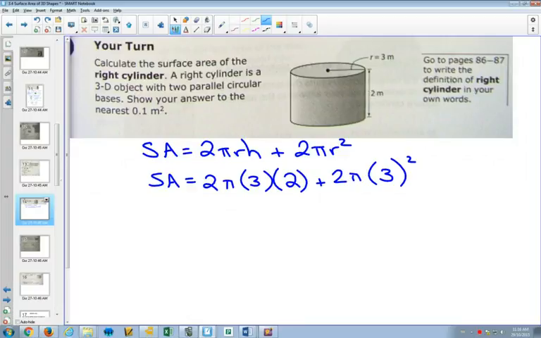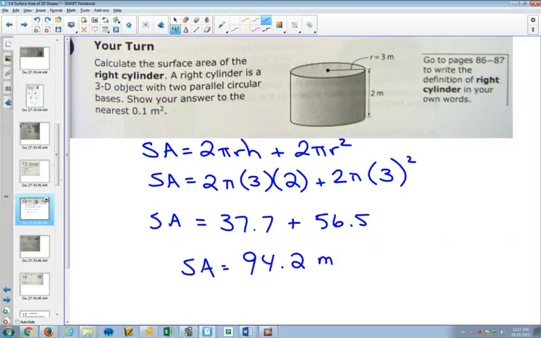So now I'm going to calculate, this is 2 times pi times 3 times 2. I'm going to put that into my calculator, and that part is 37.7 plus, and here 2 times pi times 3 squared. I'm going to type that into my calculator, and that is 56.5. And I'll add 37.7. Where'd you get 37.7? I did 2 times pi times 3 times 2. Oh, yeah. And I'll add that to my 56.5, and I get my final surface area is 94.2 meters squared.